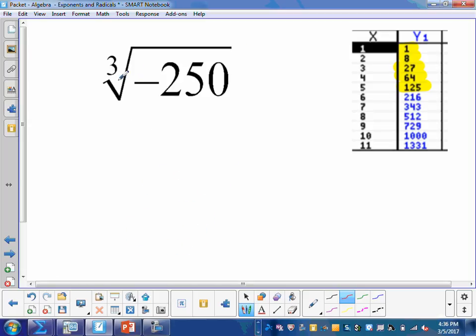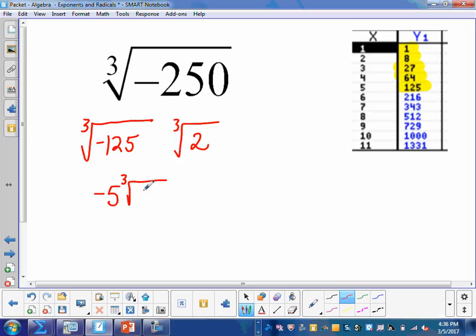Next example, we have the cube root of negative 250. So let's look at perfect cubes that are factors of 250. 125 is, so the cube root of negative 125 times the cube root of 2. The cube root of negative 125 is negative 5. So negative 5 cube roots of 2.